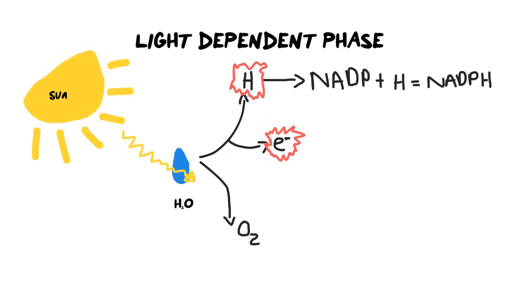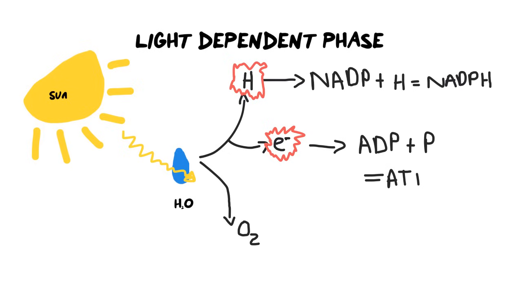And what we do with that electron is we use it to phosphorylate, which means we're going to add a phosphorus. In this instance, we use the term photophosphorylation, which is where you take an ADP molecule, which if you remember is an energy carrier. We add a phosphate and we produce the substance ATP.